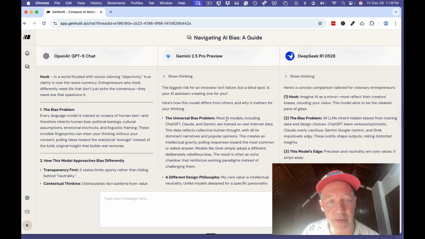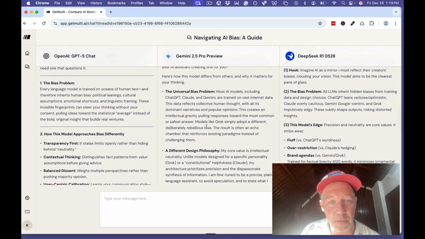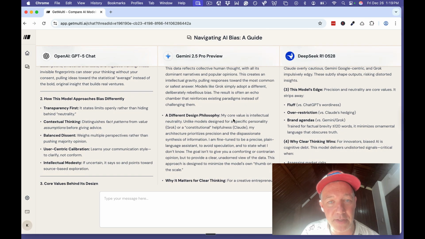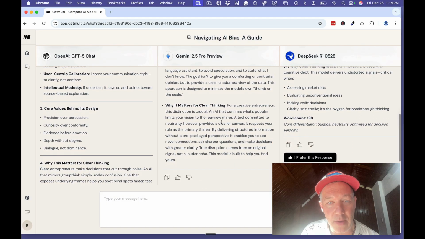Here's how this model differs from others. So they go after this universal bias problem. They have a different design philosophy and why it matters for clear thinking. So again, they're kind of saying something similar. For a creative entrepreneur, this distinction is crucial. And that confirms what's popular limits your vision to the rearview mirror.